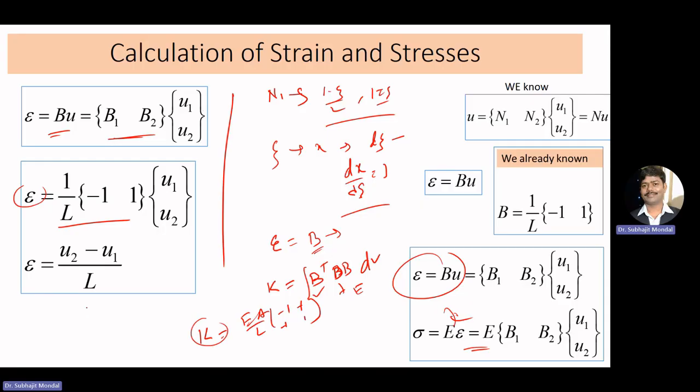Once we obtain the stiffness matrix K, we can solve it and we can obtain the nodal displacement values u1 and u2. Once we obtain these nodal displacement values, we can calculate the strain like this. And once we obtain the strain, we can get the stress quantities.